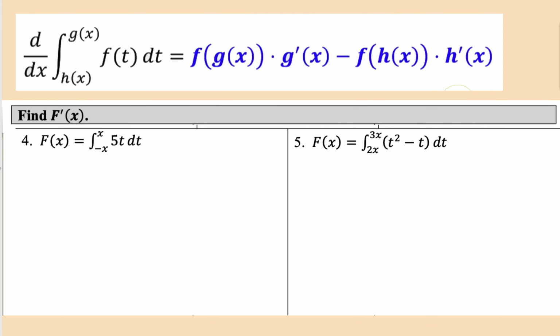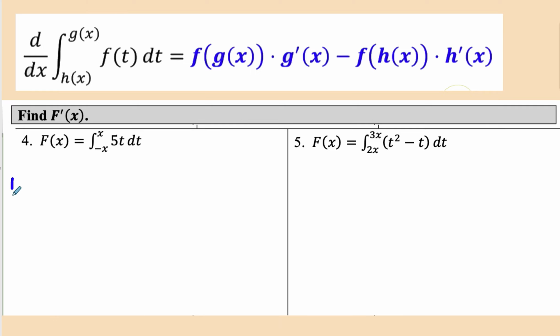Let's take a look at something a little bit more complex where the upper and the lower limits are both functions. We're going to do the same thing that we just did a few minutes ago for the upper limit, and we're going to do the same thing for the lower limit. We're going to be subtracting them. The subtraction process, why it's subtracting and nothing else, I will be talking about in the future.